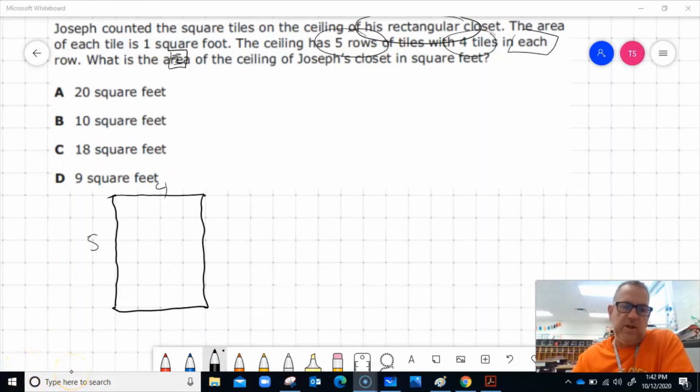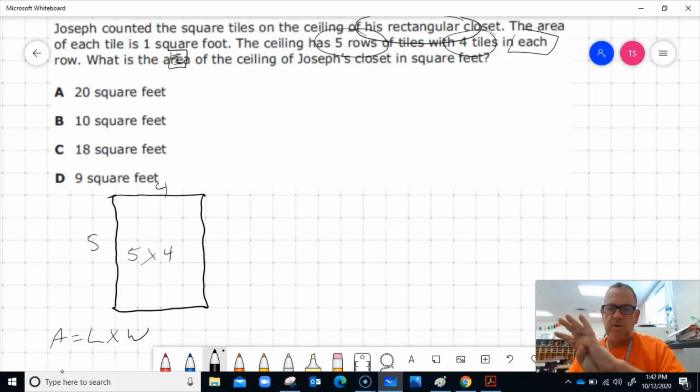So let's think here for a second. How could I solve this problem? Okay, we looked at it's an area problem. We know area equals length times width. I could do 5 times 4. I know 5 times 4 is 5, 10, 15, 20. So 5 times 4 is 20. That's 20 square feet because it says that each tile is a square foot.